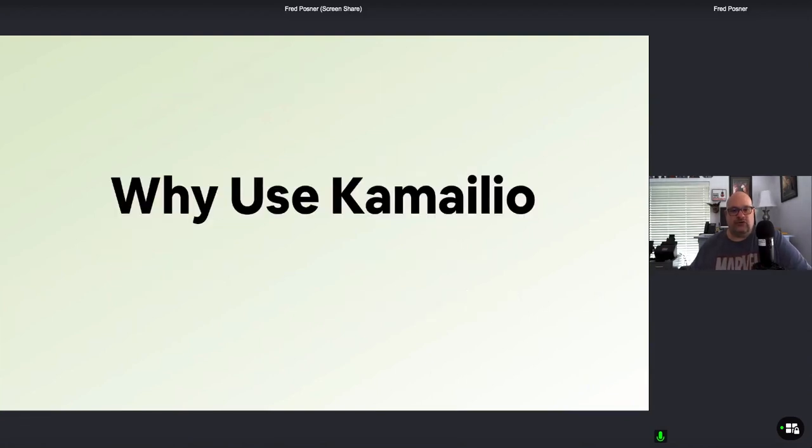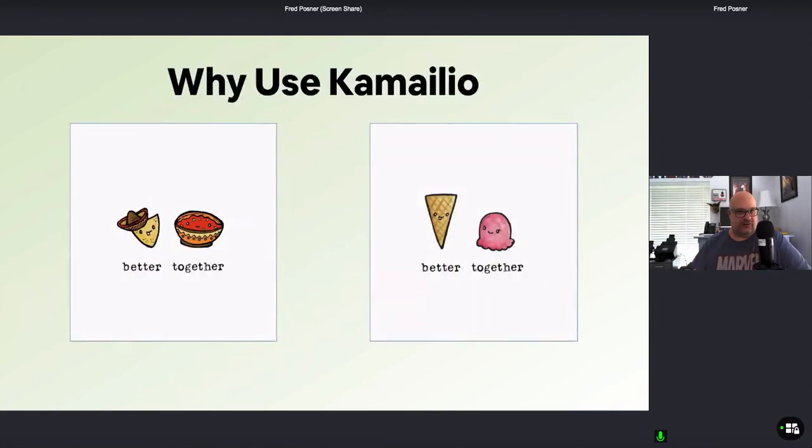Now, why would you use Kamailio? Well, to answer that, let me tell you about Roman concrete. What? Roman concrete is amazing. You have some Roman concrete that was used in marinas and things like that, that are still around today after 2,000 years. Now, why? Because of volcanic ash. And what we've learned is that sometimes when you combine different things together, you create something very, very strong.